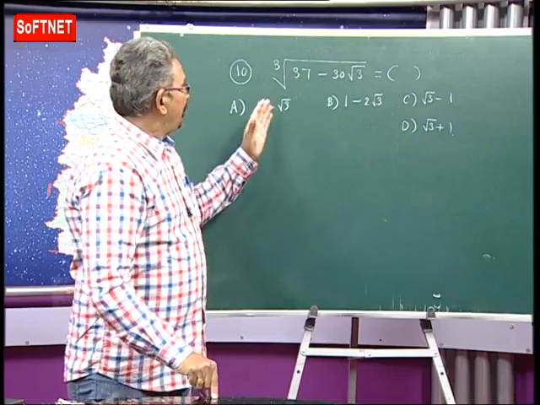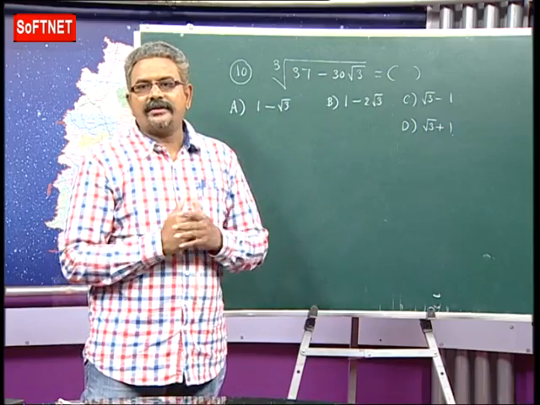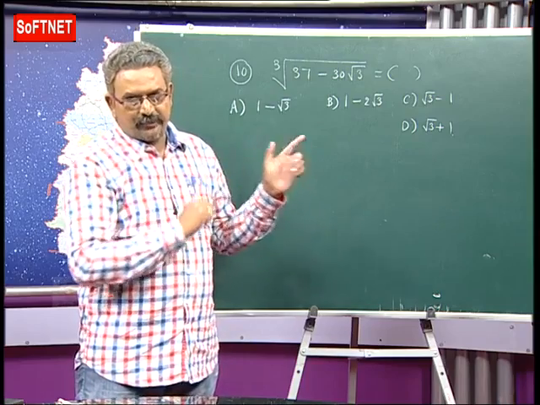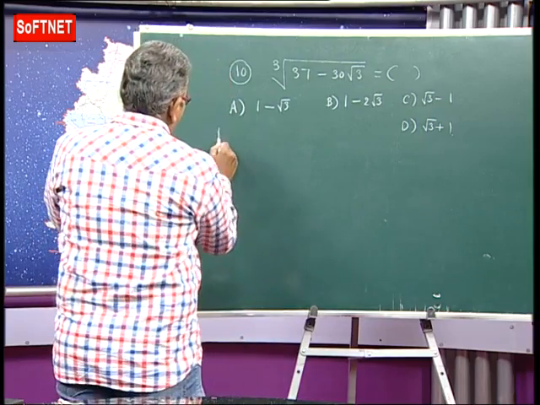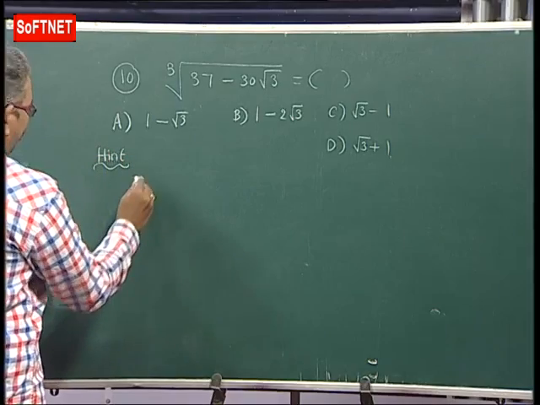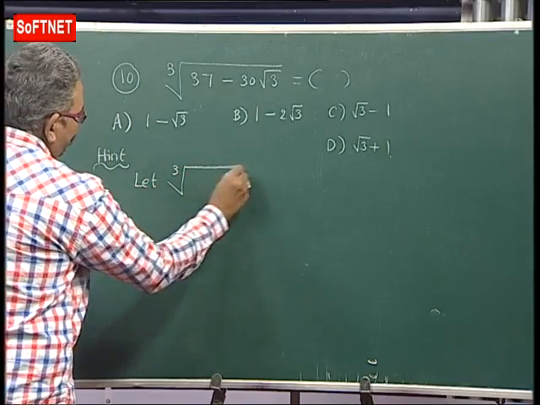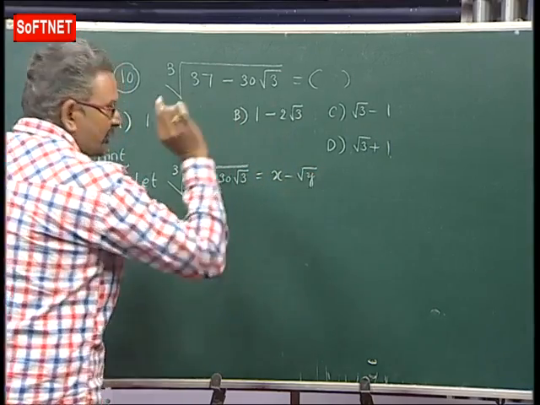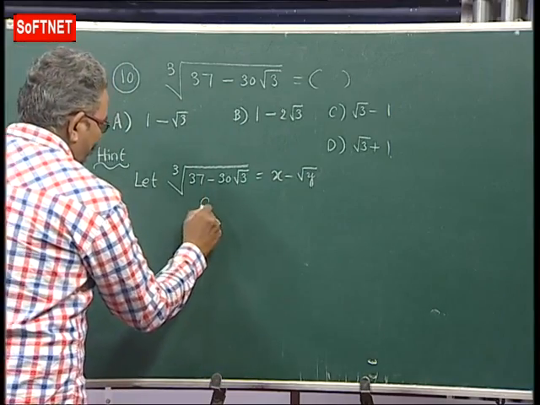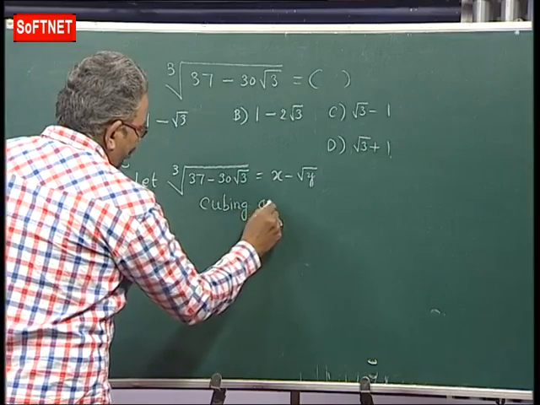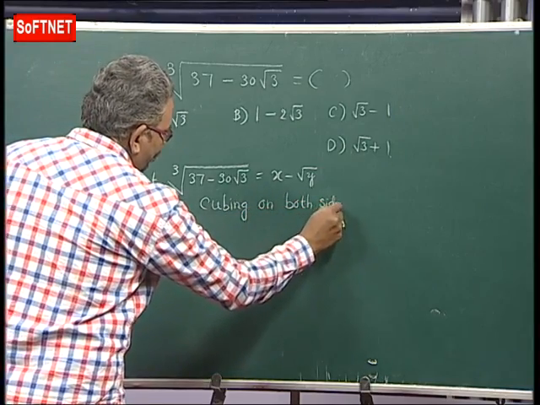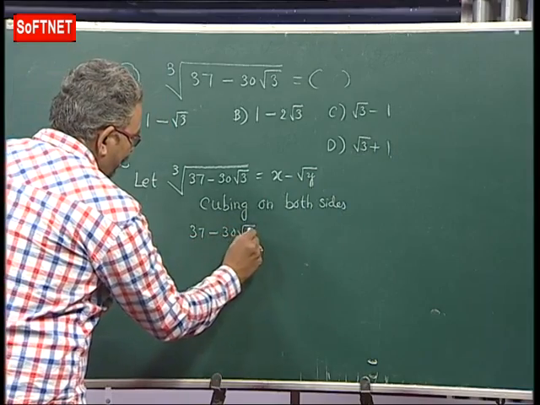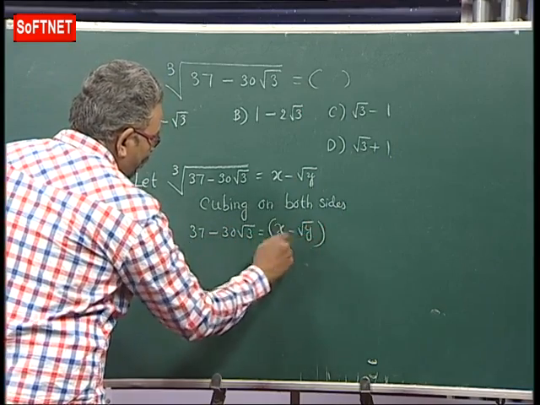Generally, if you do this problem in a shortcut way, you may get different answers. But whatever shortcut we are following, if you apply the same strategy, we get the answer directly for this problem. So let us proceed. Let cube root of 37 minus 30 root 3 is equal to x minus root y. Say like this first. Cubing on both sides, what do you get? 37 minus 30 root 3 is equal to x minus root y whole cube.